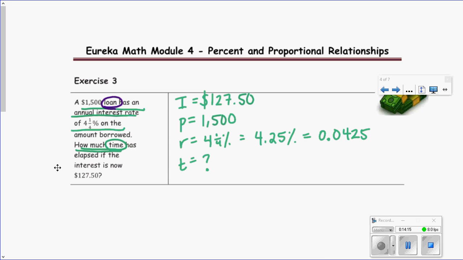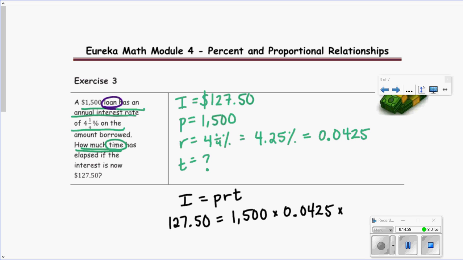So this one, last thing we have to do, we just need to write our formula. Interest equals the principal times the rate times the time. Again, this is for simple interest. I know that the interest amount is $127.50. I know that the principal loan is $1,500. I know that the rate is 0.0425, but I don't know how long. I'm trying to figure out how long this loan has been lent out, really. How many years has it gone on?